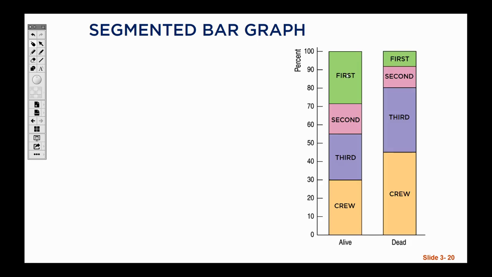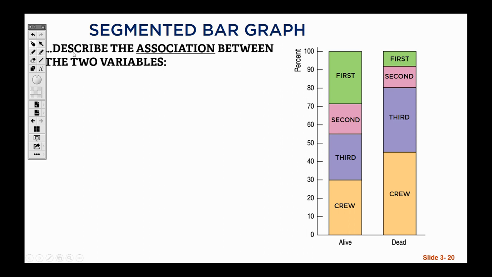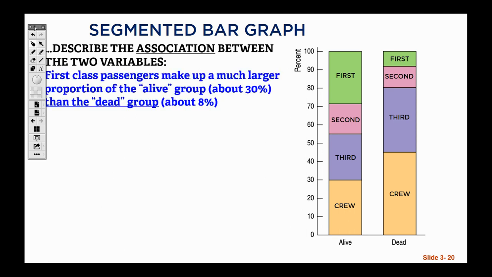Now we use that and we're going to write some sentences to describe the association. When you see that phrase, that's a really big one, describe the association between these two categorical variables. And the first thing that jumps out is, oh man, look at this. The first class, way higher proportion of first class survived than died. So the first class passengers make up a much larger proportion of the alive group than the dead group. We're almost like 3-to-1 here. I mean, this is more than that, right? So much higher proportion of it in the alive group than the dead group.